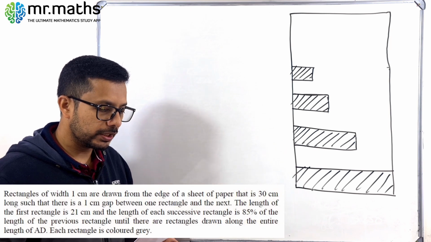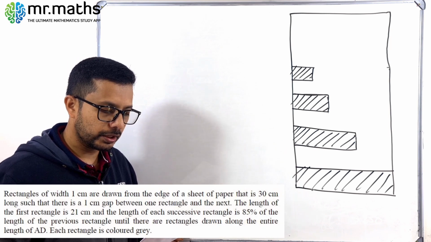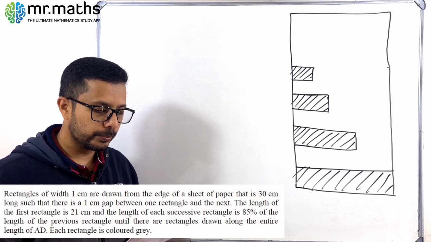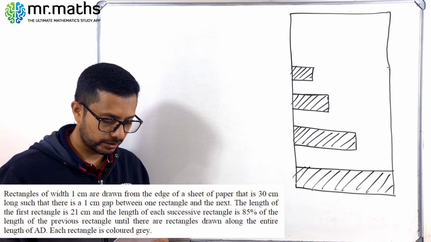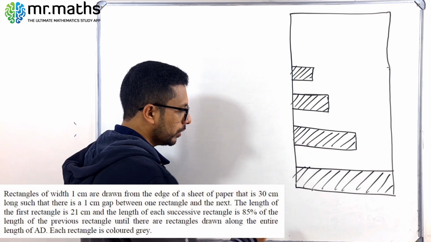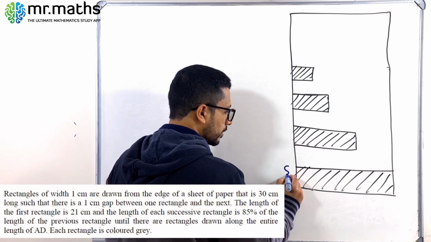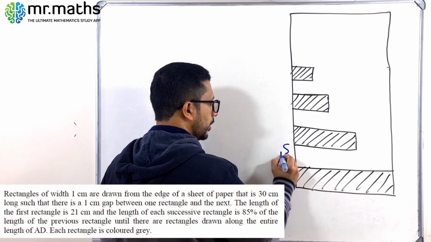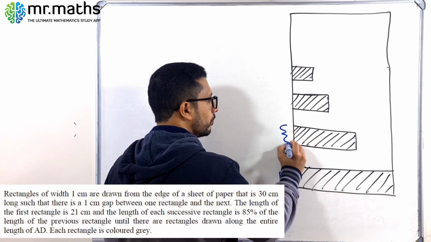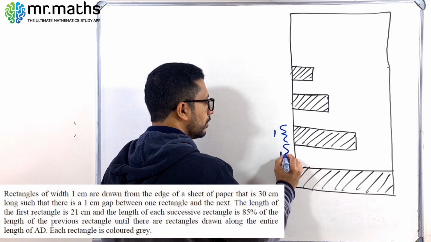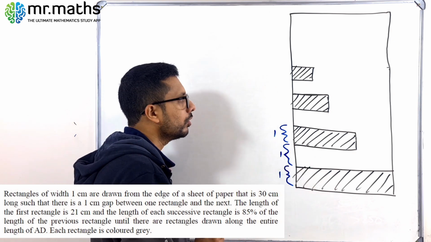Rectangles of width 1 centimeter are drawn from the edge of a sheet of paper that is 30 centimeter long, such that there is 1 centimeter gap between one rectangle and the next. So what is the meaning of that? The picture is shown there. Okay, so each of this one is 1 centimeter. This is 1 centimeter. This gap is also 1 centimeter. Okay, again this one is 1 centimeter. You understand? Okay, so each of that one, the shaded one and the blank one, is also 1 centimeter.